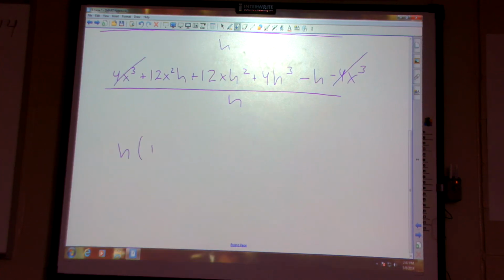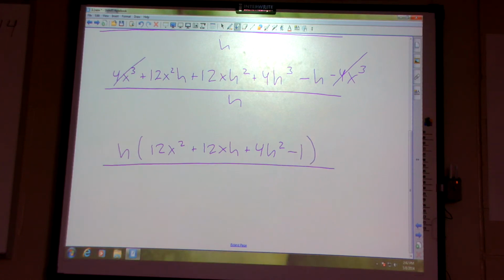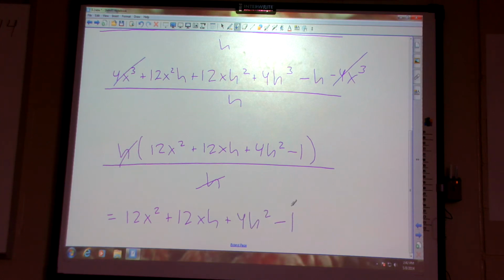So I'm left with 12x squared plus 12xh plus 4h squared minus 1. Cancel, cancel. Left with 12x squared plus 12xh plus 4h squared minus 1. Voila.